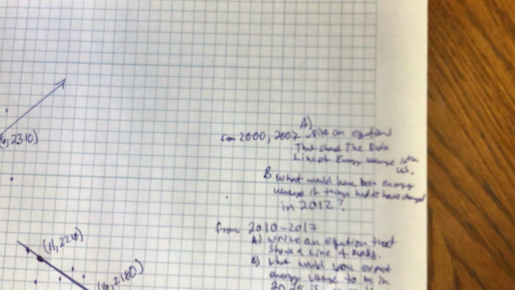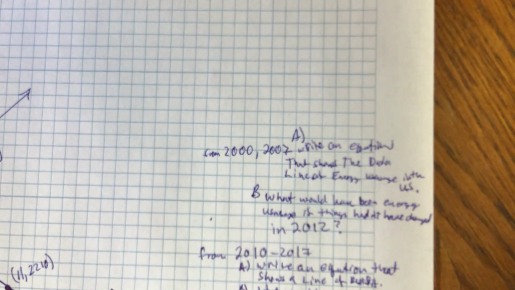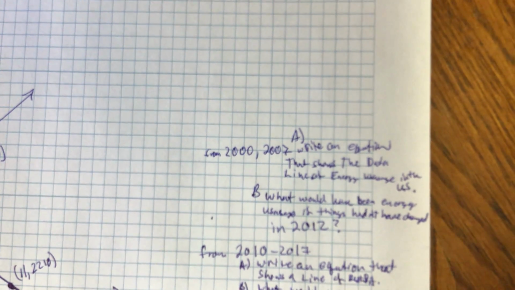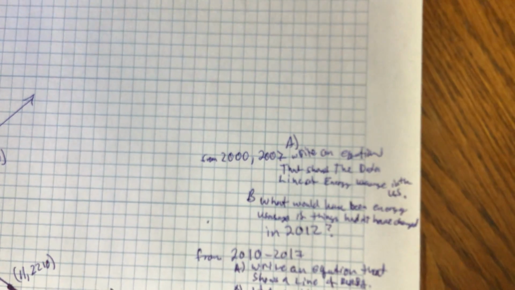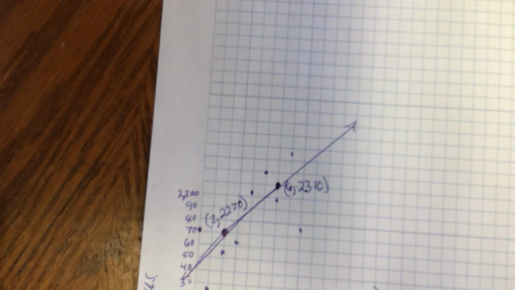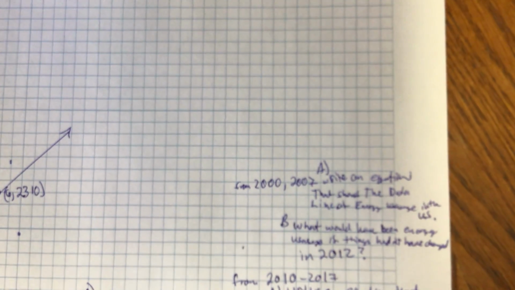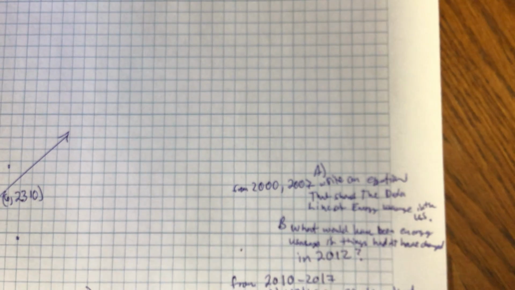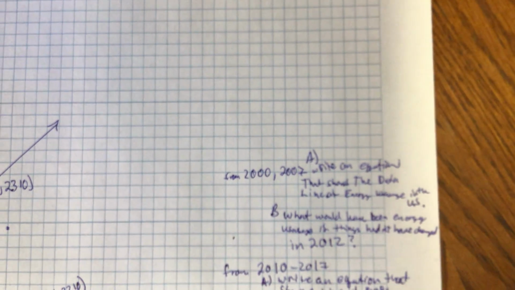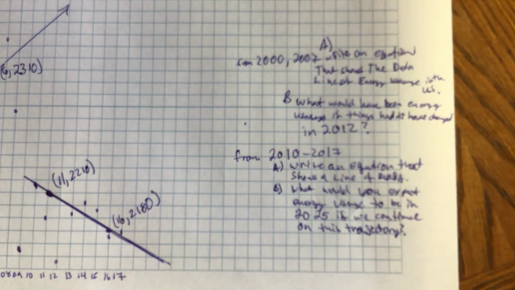After you find that line, I want you to estimate what would have been the energy usage if things hadn't changed in 2008. What would have been the tones used in the United States if we had stayed on that line of trajectory in 2012? You're going to be surprised how much energy we would have been using had we stayed on that trajectory. But because of advancements in technology and different things that we started doing, plus the recession where we started just consuming less in general, we changed our habits and we have a new line of fit from 2010 to 2017.